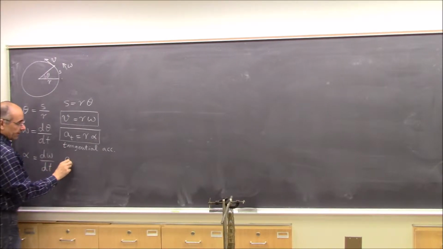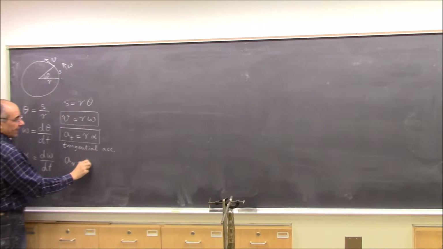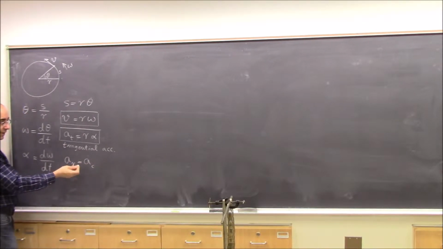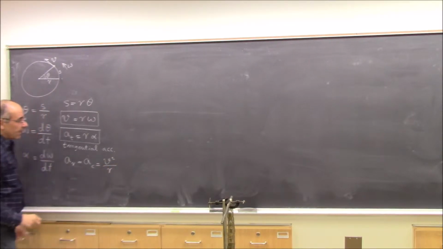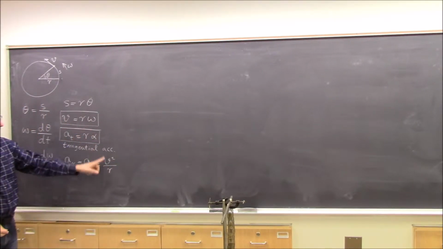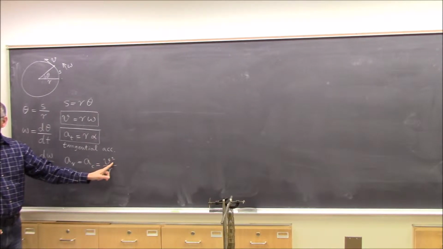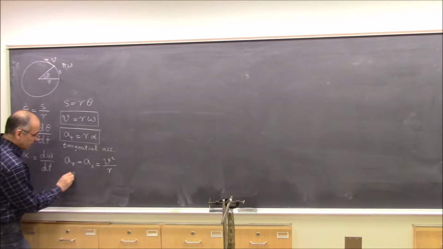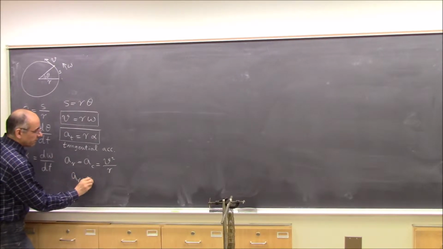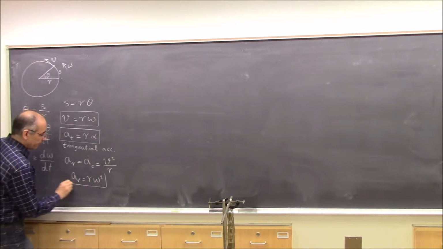We call it a_r, or sometimes a_c for centripetal or radial, which is v squared over r. And because v is r omega, you can write r squared omega squared over r. One of the r's cancels, and you get r omega squared. So a_r is also r omega squared, if you need it.